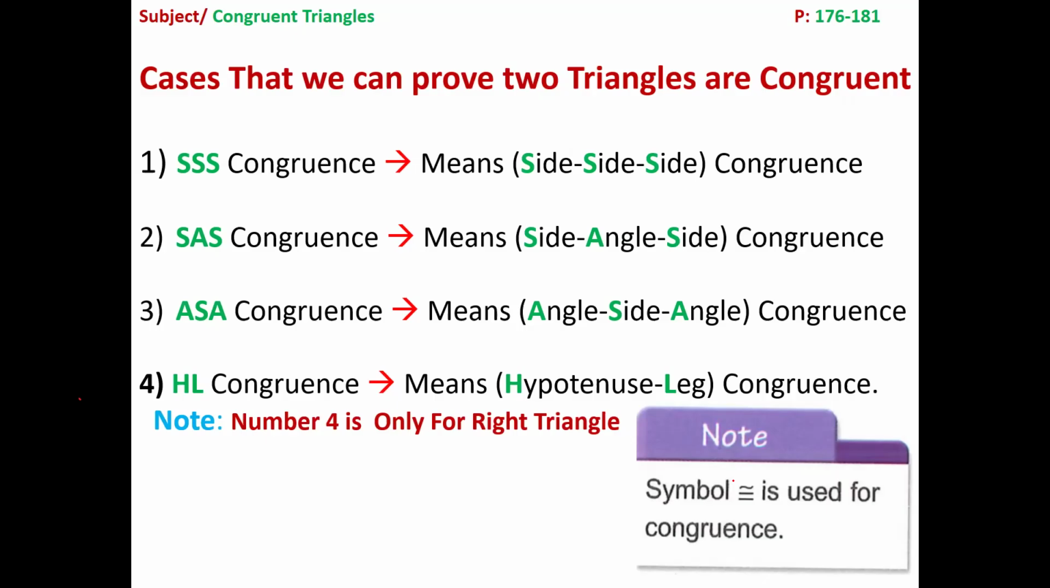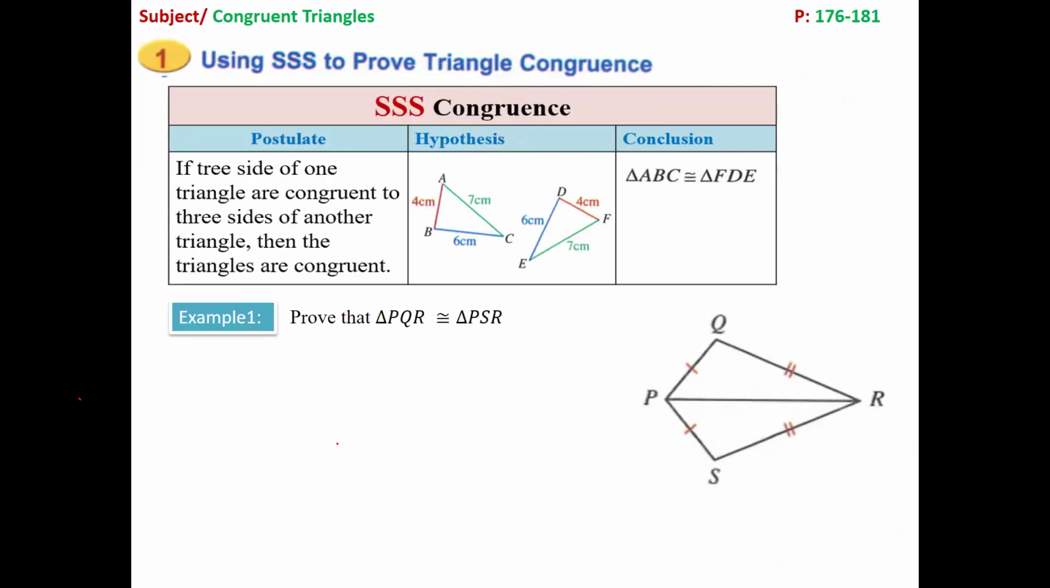It means congruent. So the first one is the congruence of side-side-side. Before I explain how we do this in exams and quizzes and how we solve exercises, we need to know what side-side-side congruency means. If the three sides of one triangle are congruent to the three sides of another triangle, then the triangles are congruent. So if the first one and the second one have exactly the same measure of the sides, that means they are congruent.